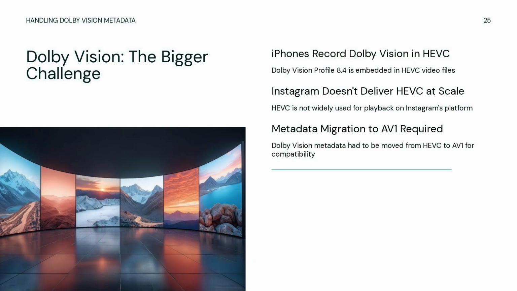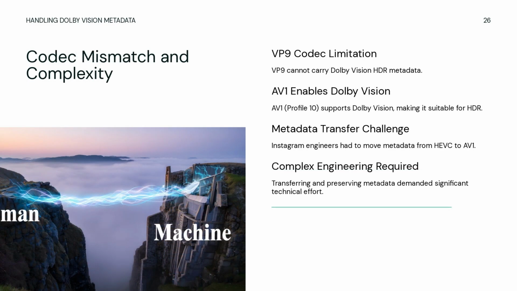iPhones record Dolby Vision using HEVC. Instagram does not deliver HEVC at scale. So Dolby Vision metadata had to be migrated to AV1. VP9 cannot carry Dolby Vision metadata. AV1 Profile 10 can. Engineers had to extract metadata from HEVC, transfer it to AV1, and preserve it accurately.